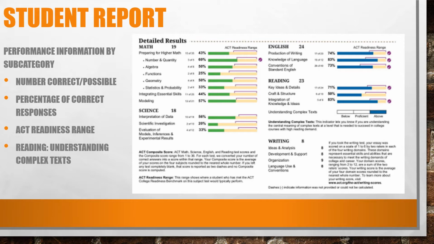On the bottom of the first page, the report provides detailed performance information in each subcategory, including the number correct and the number possible, the percentages of correct responses, the ACT readiness range, and in the reading section, it includes information about how well your child understands complex texts.